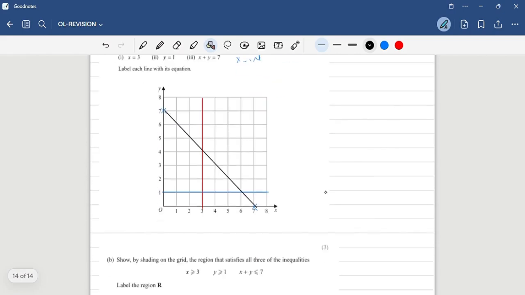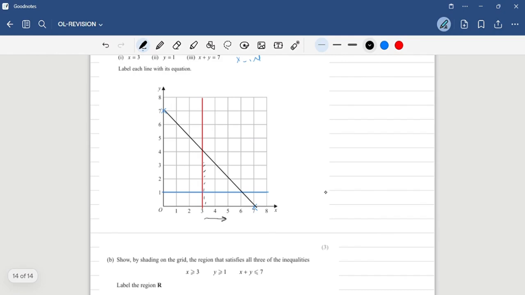Next, he asked me to show by shading on the grid the regions that satisfy all three inequalities. Of course, the first one, after he said that the regions are satisfied, is x greater than 3. X greater than 3, it was red. So greater than, he asked me for the right part. Of course, it will be all this part. So I will take all this part.